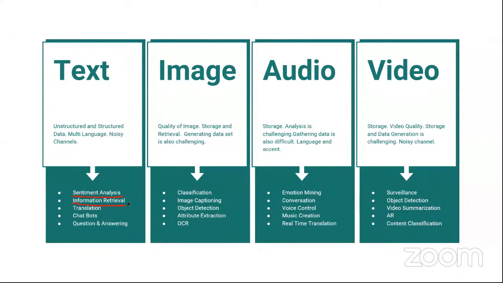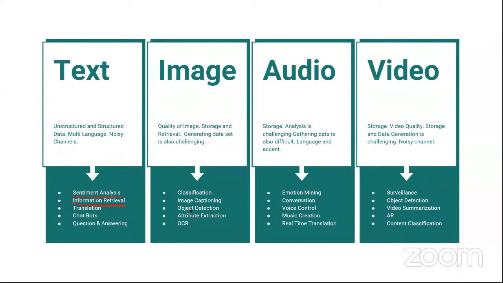Then when it comes to image, classification means given any image, we need to classify whether it's a car image or truck image, or a cat or dog. This is what we mean by classification. Image captioning means given any image, we need to simply tag that image with descriptions.